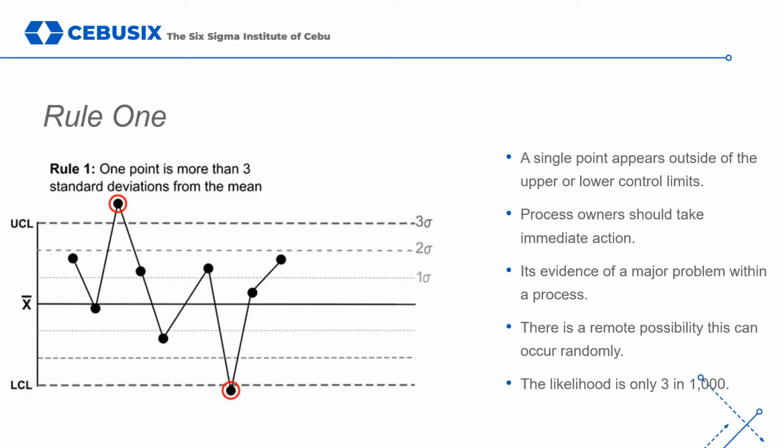Rule 1. A single point on the control chart appears outside of the upper or lower control limits. If this occurs, process owners should take immediate action, because it is evidence of a major problem within a process. While there is a very remote possibility that shifts outside of 3 standard deviations can occur randomly, the likelihood is only 3 out of 1,000. If you take a look at the chart, you will see that the third data point extends above the upper control limit, and that the 7th data point extends below the lower control limit.